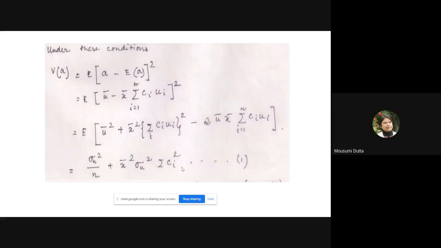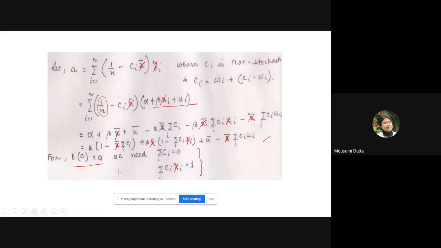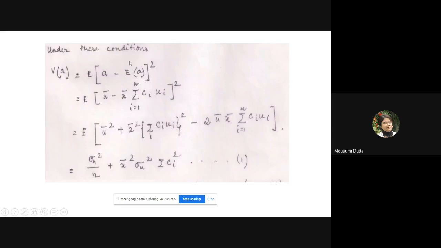So under these conditions, I'm calculating the variance of the alternative estimator A. So variance of A is equal to expectation of A minus expectation of A whole square. Then A minus expectation of A, this part is simply this one, because summation Ci is equal to 0 makes it alpha, and the second term will not be there. So only the third and fourth term will be there. So we can safely write A minus expectation of A is equal to u bar minus x bar into summation Ci ui, whole square.